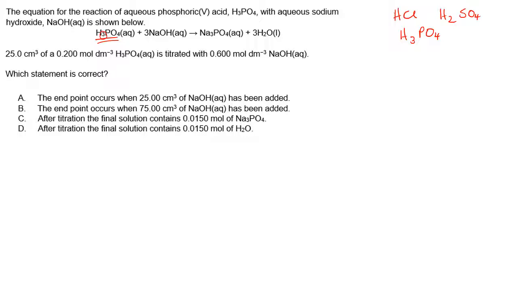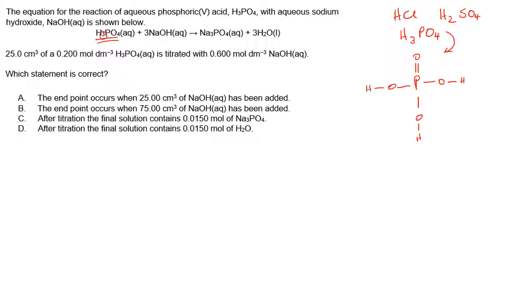How that looks, if I was to draw the displayed formula of phosphoric acid, would be, let's have a look at the phosphate ion. We've got phosphorus in the middle, a double bond to an oxygen, and 3 other oxygens, but these 3 oxygens are bonded to hydrogens. These 3 hydrogens are the acidic hydrogens. So this is H3PO4.